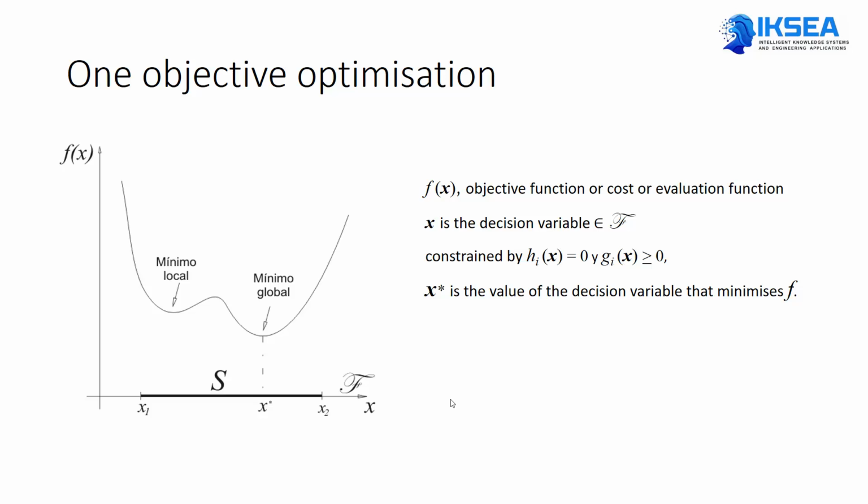Although optimization from a mathematical point of view is a well-known topic, let me give a very brief introduction to the subject. When there is only one objective to optimize, the idea is simple. Find the global maximum or, more typically, the minimum of the objective function f(x), where x is the decision variable constrained by equality or inequality restrictions. F is also called cost function or evaluation function, and x prime is the value of the decision variable that minimizes f.